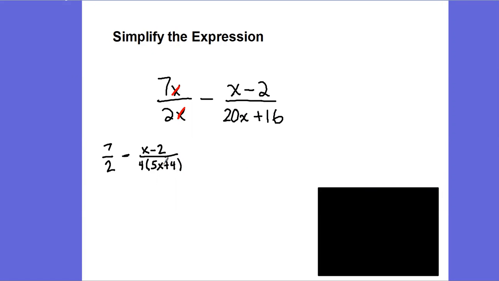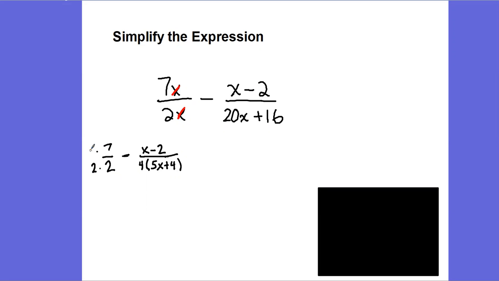From here, I do not have common denominators. My denominator on the left is a 2. My denominator on the right is 4 times the quantity 5x plus 4. So I need to figure out, how do I get a common denominator here? Let's first start with these numbers. Down here I have this factor of 2, and down here I have this factor of 4, which if you thought about it in factored form, that's a 2 times 2. So I have a 2 times 2, and I have a 2. So what am I missing here? Well, I'm really just missing that 2.